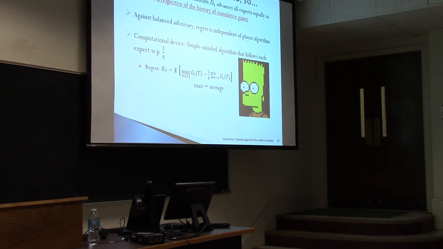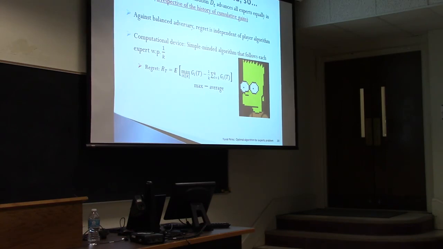So as I said, the balanced adversary will advance all experts equally in expectation, irrespective of the history. If we're playing against a balanced adversary, then the regret is independent of the player's algorithm, because in every step, the expected gain of the player doesn't depend on which expert he chooses. So as a simple-minded computational device, just suppose that the algorithm follows every expert with equal probability. This is not a recommended method, since it ignores history, but it is just a computational device: once we fix the adversary to be balanced, it doesn't matter. To compute the regret, we could use any algorithm, and we use the simple-minded algorithm, and then the regret has this form, when the gains are advancing according to a balanced adversary.